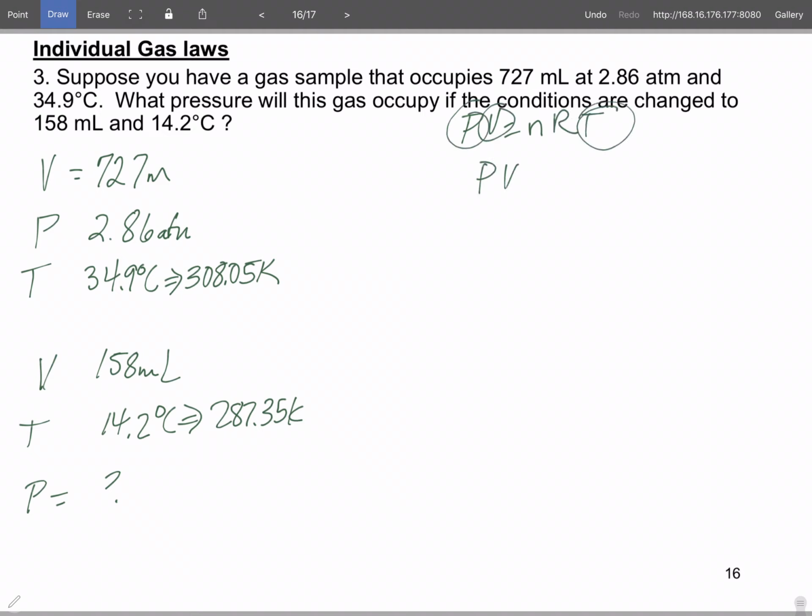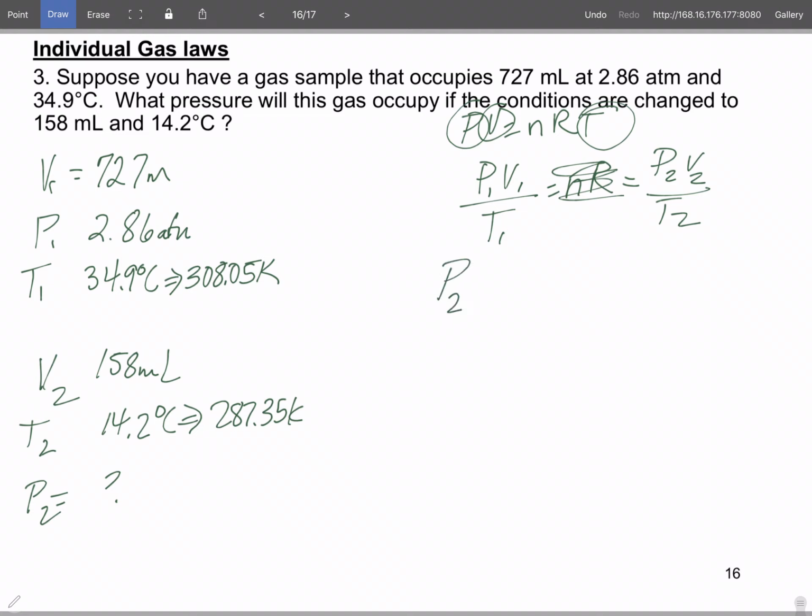So PV over T will be a constant in R. So that means that if it's 1, then P2V2 over T2 will be the same. So again, that will drop out. So this would be 1, 1, 1, 2, 2, 2. Now the trick is keep your 1s and your 2s together.